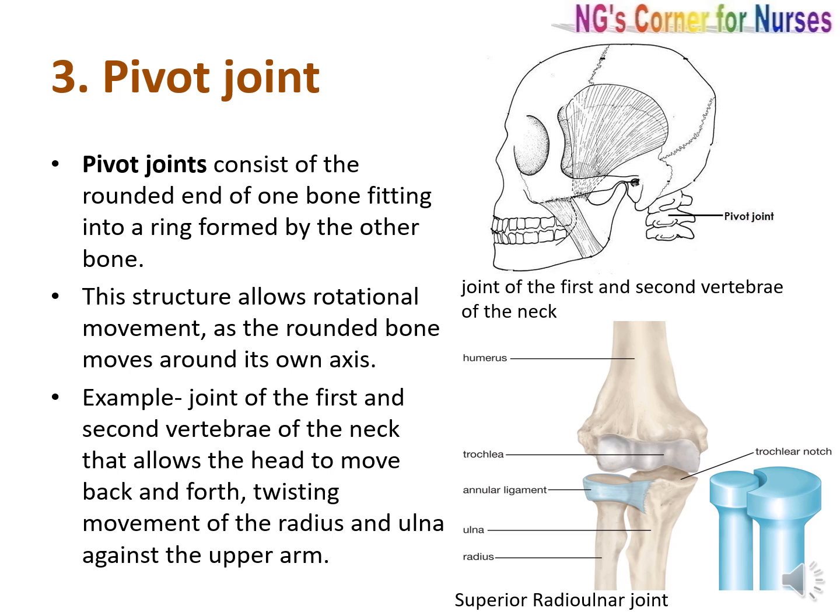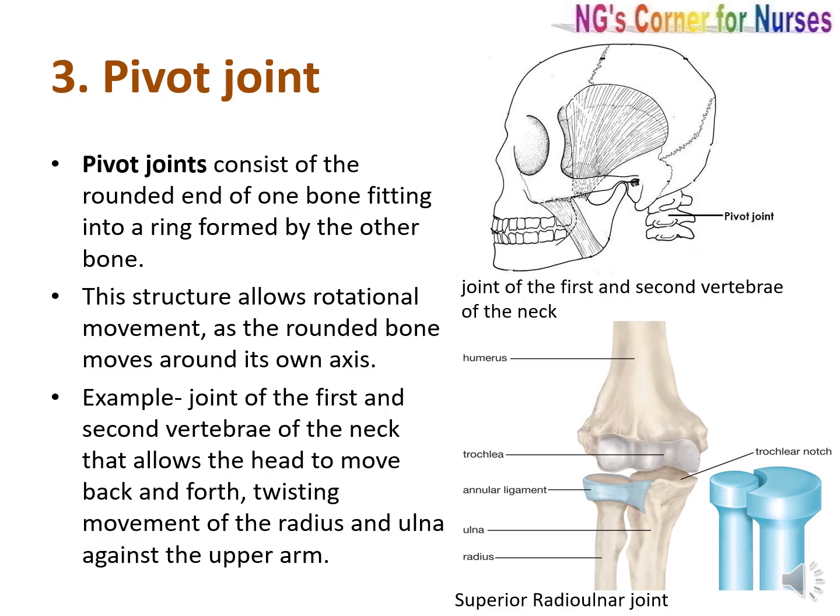Third one is the pivot joint. Pivot joints consist of the rounded end of one bone fitting into a ring formed by the other bone. This structure allows rotational movement as the rounded bone moves around its own axis.